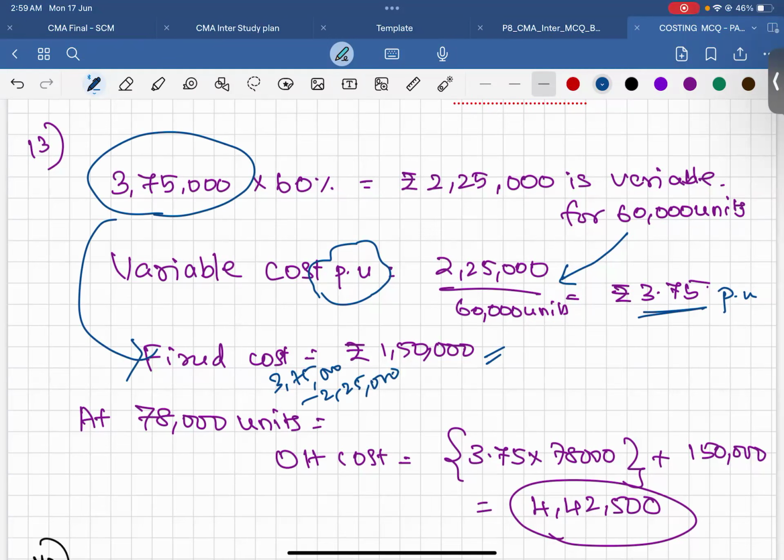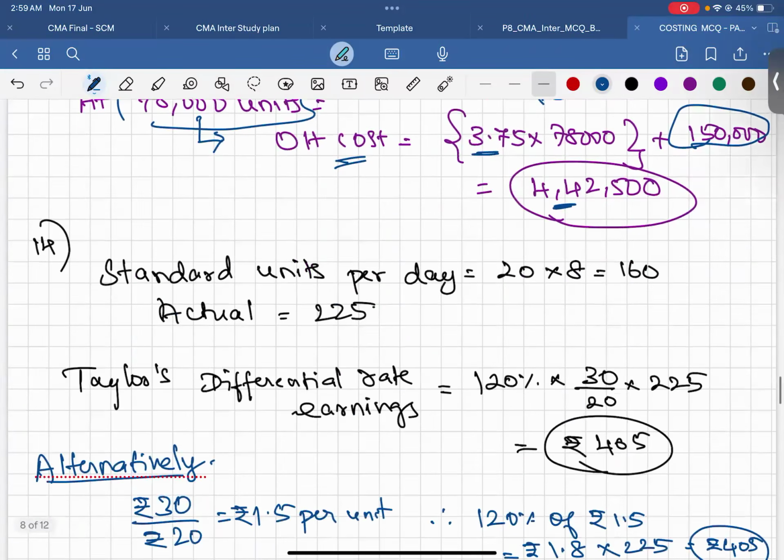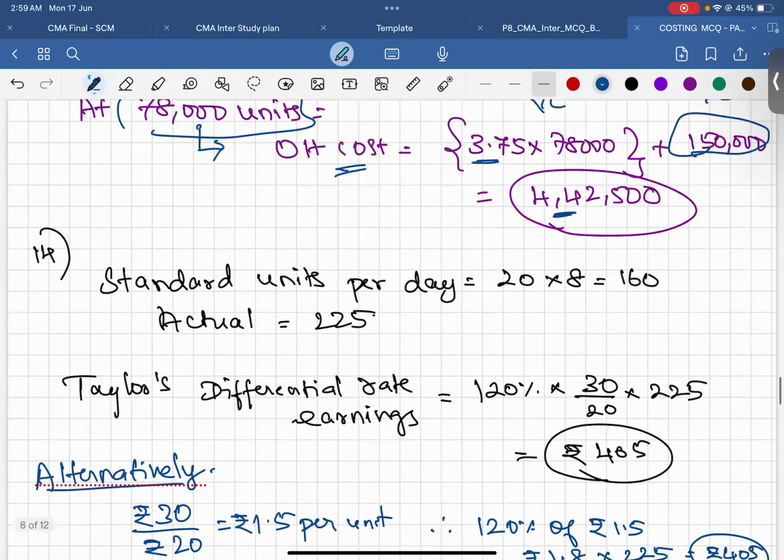Okay, 2,25,000. 1,50,000 has arrived. They are asking for 78,000 units. So overhead cost is equal to 150. Fixed cost is going to remain the same. Variable cost varies with output. So that is 78,000 into 3.75. That is 4,42,500.